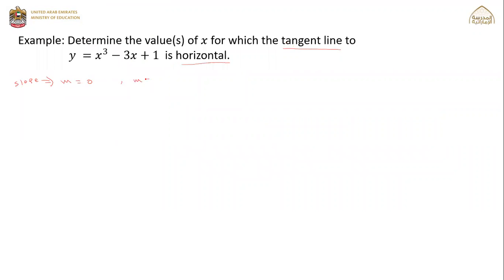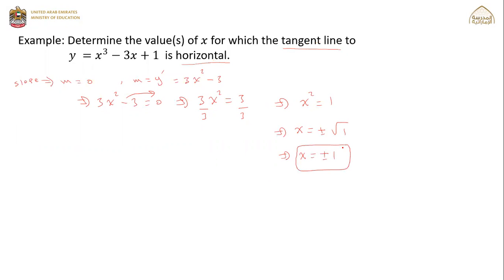Also, I know the slope is the derivative of the function. Now, what's the derivative of y? It's 3x squared minus 3. So 3x squared minus 3 equals 0, because the tangent is horizontal and m equals 0. When I solve this equation, I will take minus 3 to the other side. So 3x squared equals 3. After that, divide by 3. So x squared equals 1. That means x equals plus or minus radical 1, which is x equals plus or minus 1. So here we have two values of x that make this tangent horizontal.